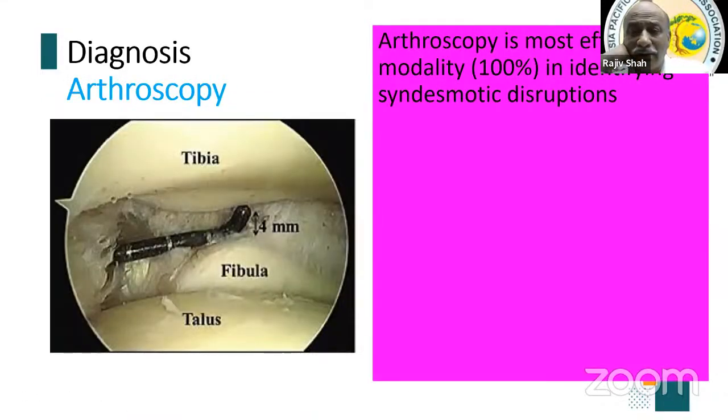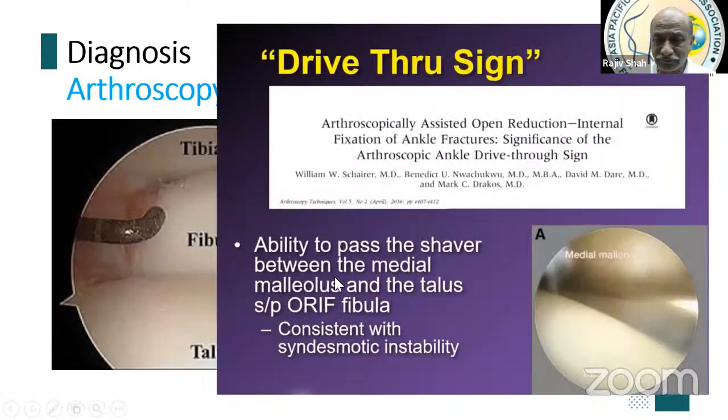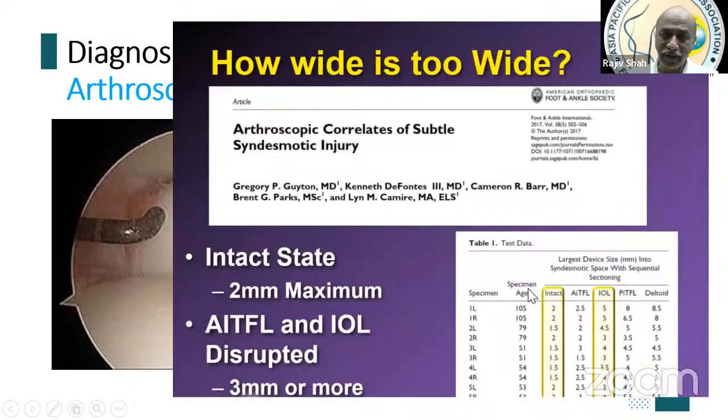And then diagnostic arthroscopy is also a very good modality, where what they call is a drive-through sign. So you are able to put in your probe or shaver between the medial malleolus and the talus. If a 3 mm probe is able to go in and opens, that means the syndesmosis is unstable. And when you fix the syndesmosis and you are not able to put the probe inside, that means you have reduced the syndesmosis. So how wide is too wide? It is 3 mm.